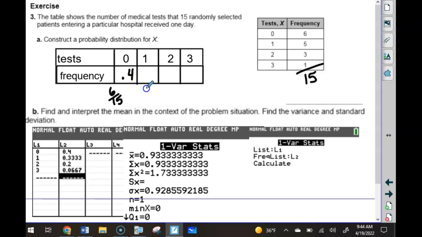Okay. And then 1 test was done on 5 out of the 15 people, which is 0.3 repeating. Okay. And then 2 tests were performed on 3 out of the 15 people. That would reduce to 1/5, so I think it's 0.2. And then 1 out of the 15 people had 3 tests done. 1 out of 15, and that was 0.06 repeating.